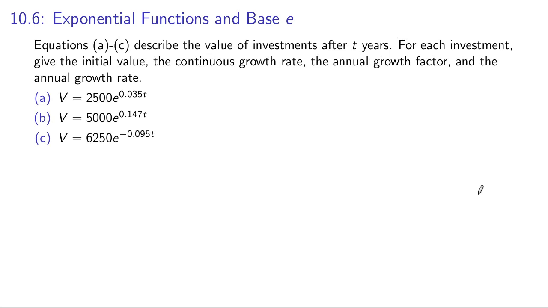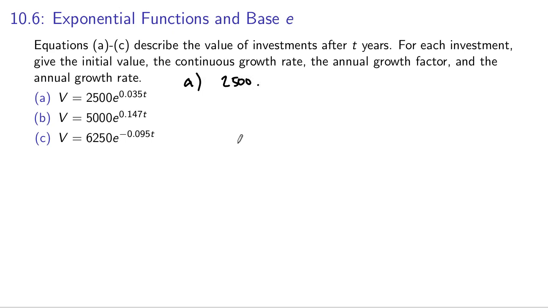So equations A through C describe the value of investments after t years. For each investment, give the initial value, the continuous growth rate, and the annual growth factor, and the annual growth rate. So we have several things to describe. As I said before, the initial value is the same for both forms. So the initial value is 2,500.